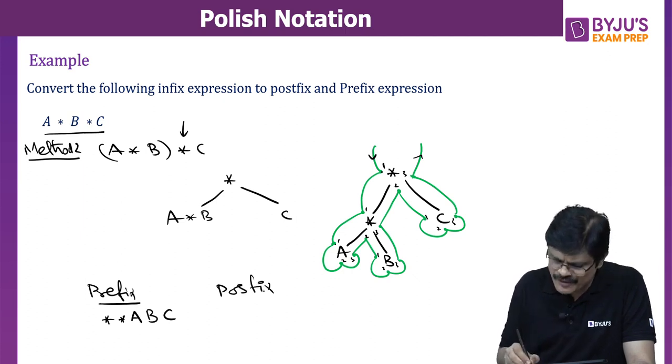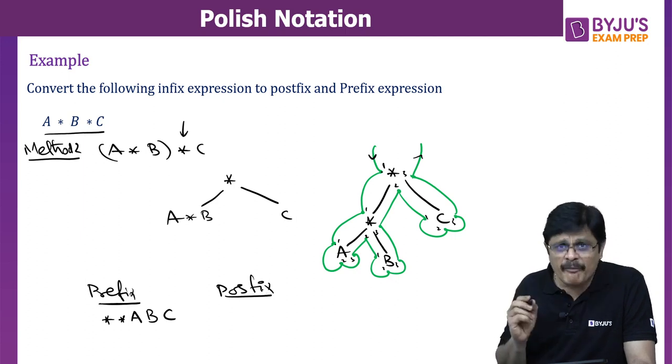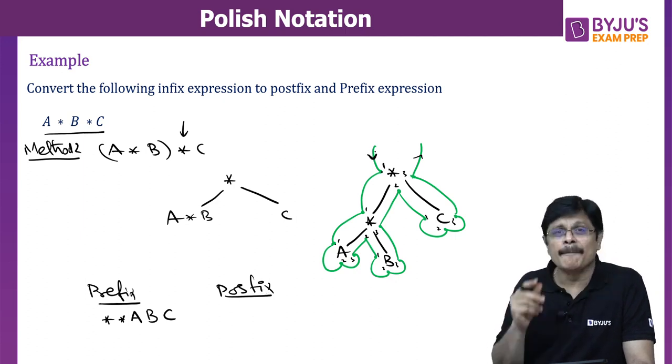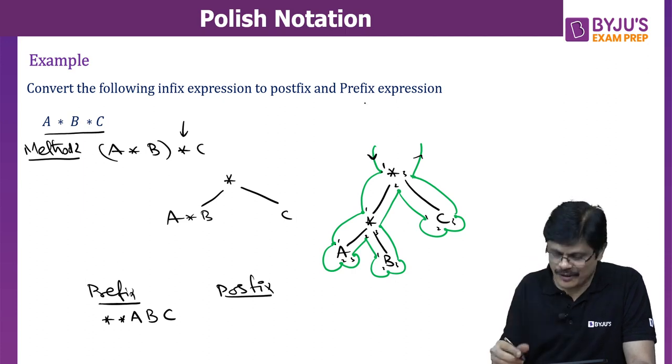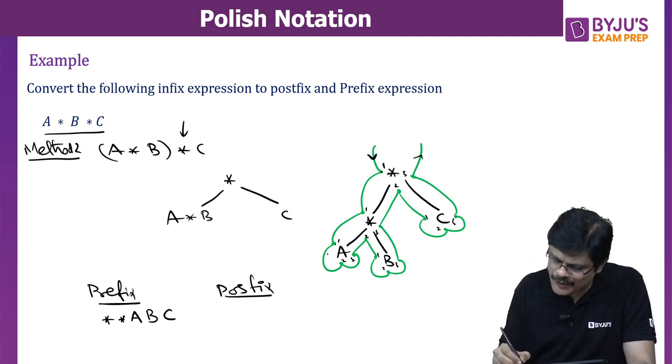What about postfix notation, my dear friends? For postfix you start from here, but you print the node whenever you find the number 3. At 3 you print the node. 1 you ignore, 1 you ignore, 1 you ignore, 2 you ignore, 3. Once you find 3, print the node. A is printed. Then again continue 2, then 1, then 2 you ignore, 3.